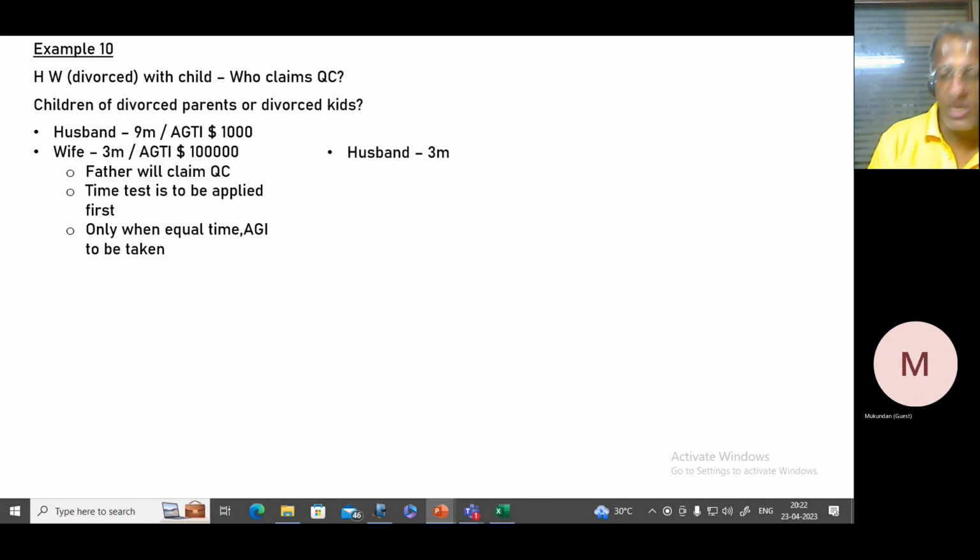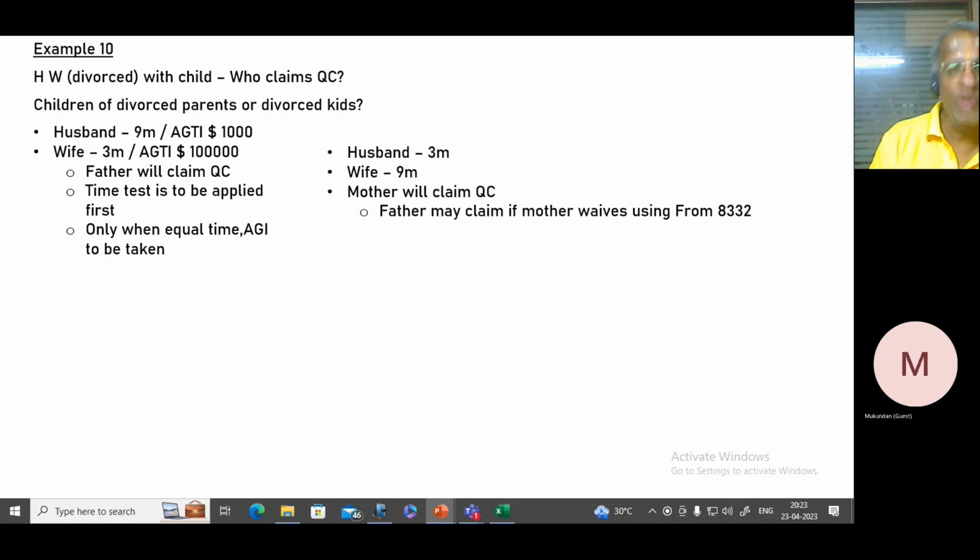The next one: husband 3 months and wife 9 months, mother will claim QC. That's right. Father may claim if mother waives, by filing one particular form. That form is 8332. So father will claim in his 1040 form by filing Form 8332. So it is not a form number, it is Form 8332.